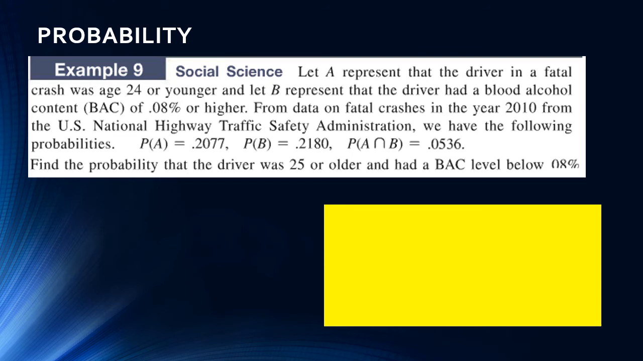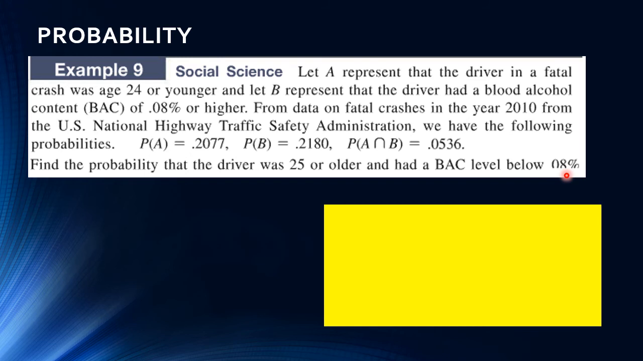The probability of A, fatal crash for 24 or younger, is 0.2077. The probability of B, blood alcohol content of 0.08 or higher, is 0.2180. And the probability of the intersection is 0.0536. So this means that someone was both 24 or younger and had a high blood alcohol content. Okay, find the probability that the driver was 25 or older and had a blood alcohol level below 0.08.